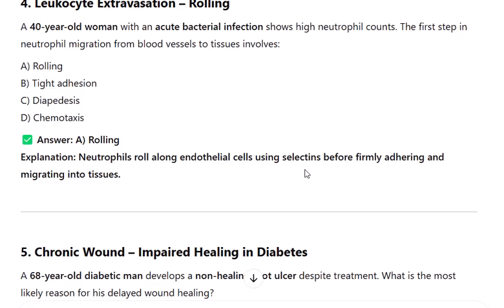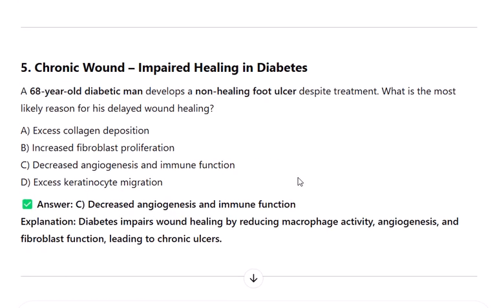5. Chronic wound, impaired healing in diabetes. A 68-year-old diabetic man develops a non-healing foot ulcer despite treatment. What is the most likely reason for his delayed wound healing? A. Excess collagen deposition, B. Increased fibroblast proliferation, C. Decreased angiogenesis and immune function, D. Excess keratinocyte migration. Answer C. Decreased angiogenesis and immune function. Explanation. Diabetes impairs wound healing by reducing macrophage activity, angiogenesis, and fibroblast function, leading to chronic ulcers.